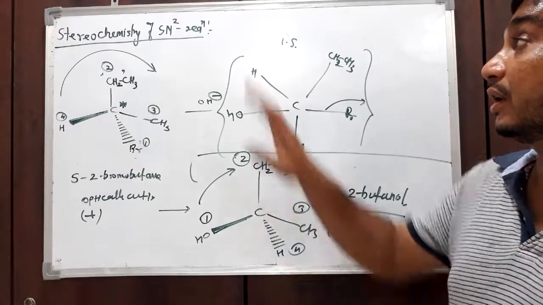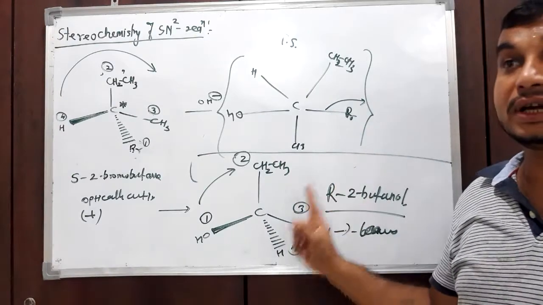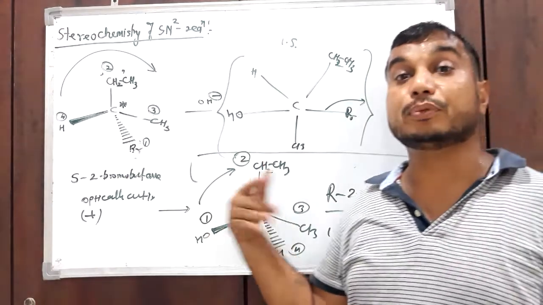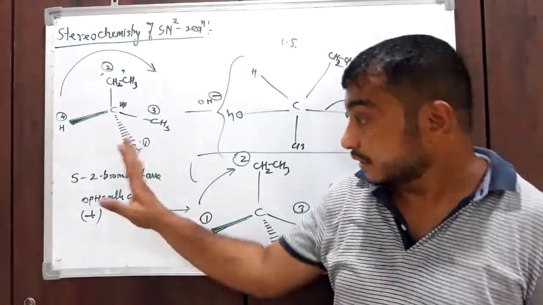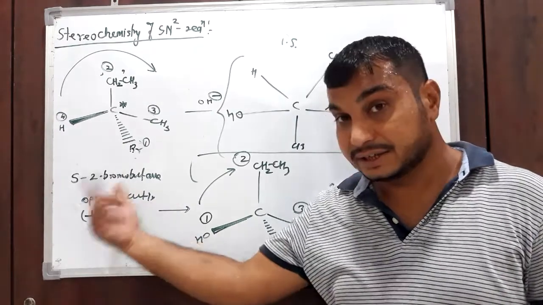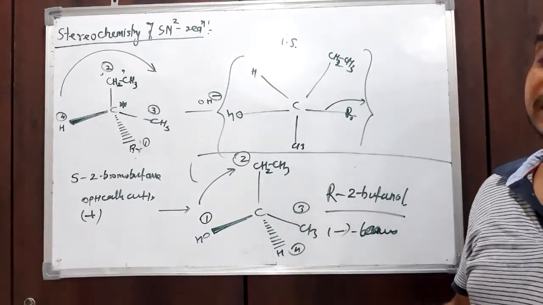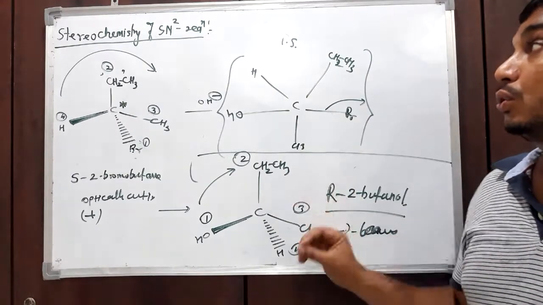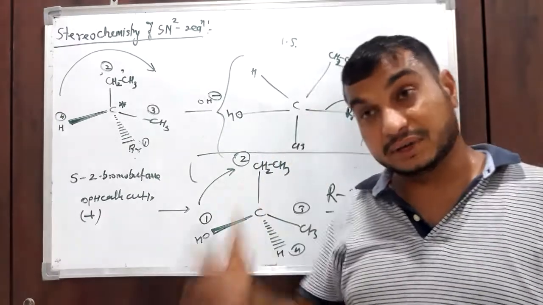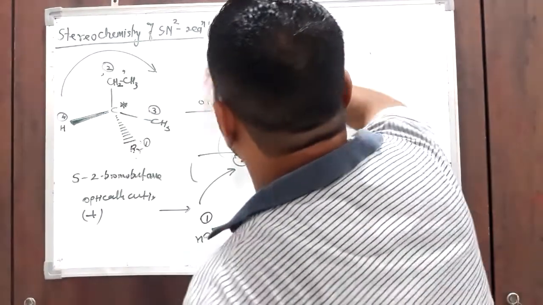And always remember, in an SN2 reaction, if the reactant is optically active, then the product is also optically active, but in the opposite direction. The plane of plane polarized light rotates in the opposite direction. In the reactant, it rotates to the right, but in the product, to the left. That is the difference. This is called inversion of configuration, and this is the SN2 stereochemistry. There is always inversion of configuration. Okay. Then the next part, energy profile diagram of SN2 reaction.